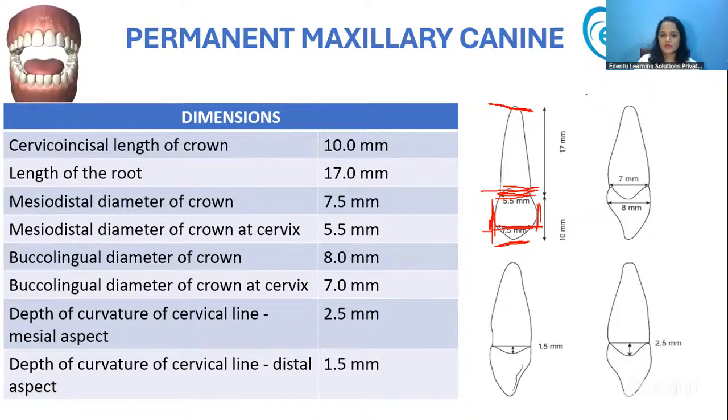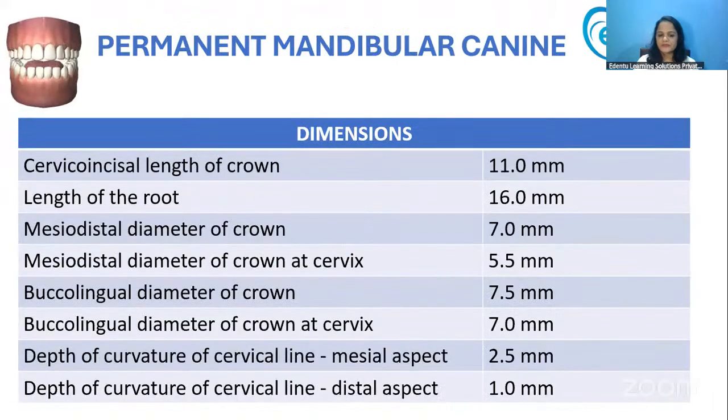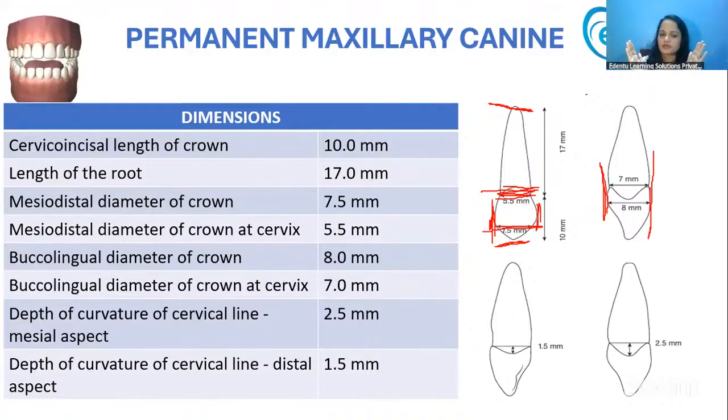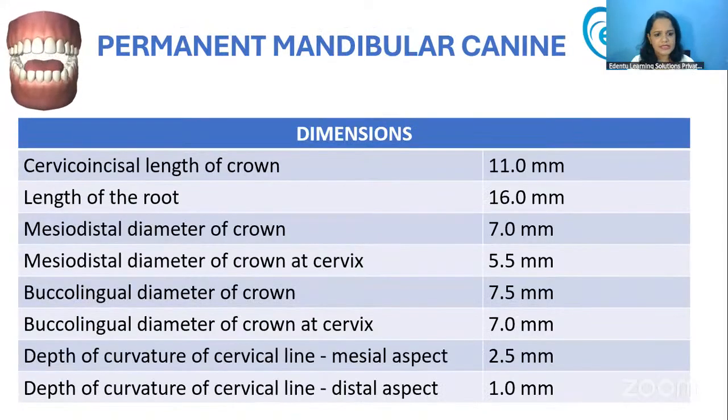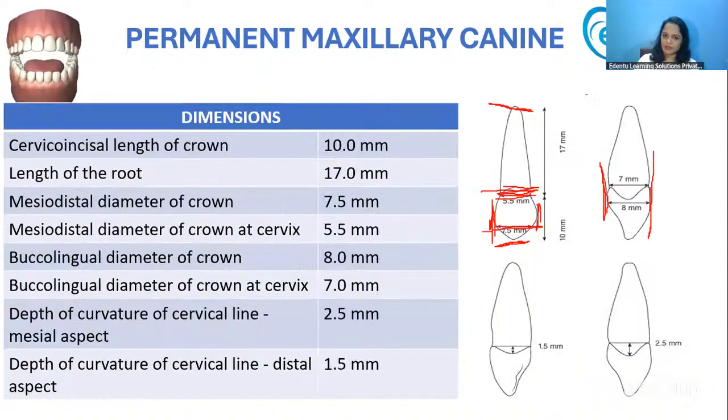The next is the buccolingual diameter of the crown. Buccolingual means this is the buccal surface and this is the lingual surface. So this is the buccolingual diameter. This buccolingual diameter is usually 8 millimeter for the maxillary canine, and it is only 7.5 millimeter for the mandibular canine. Again, the mandibular canine is a little bit narrow when compared to the maxillary canine, a 0.5 millimeter difference. The next is the buccolingual diameter of the crown at the cervical area. At the cervical area, it is just 7 millimeter, and the same, just 7 millimeter, for the mandibular canine also.